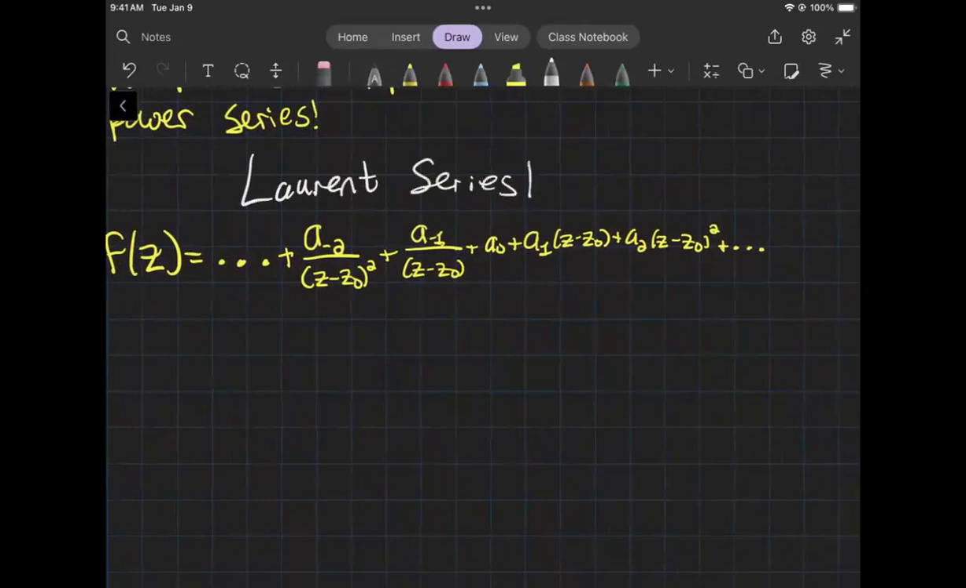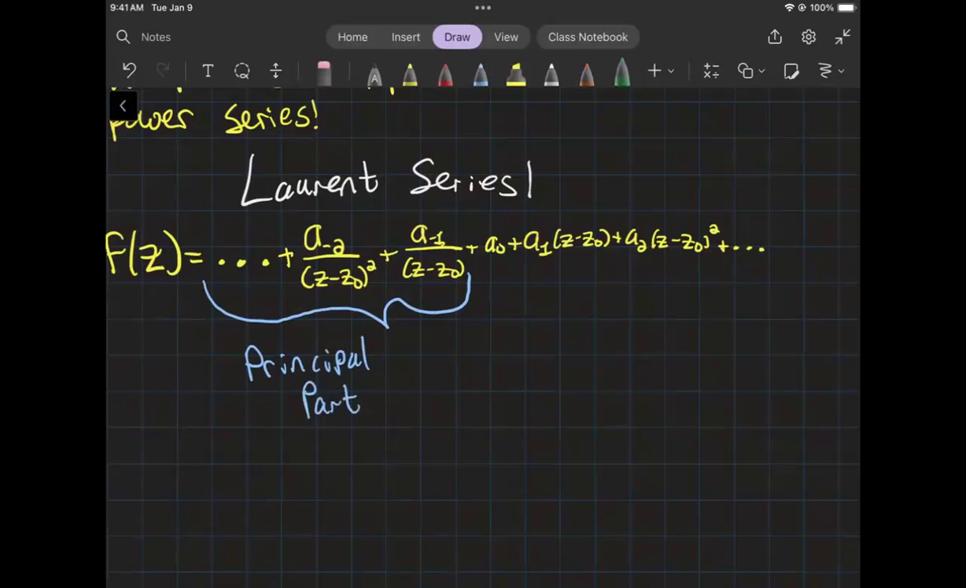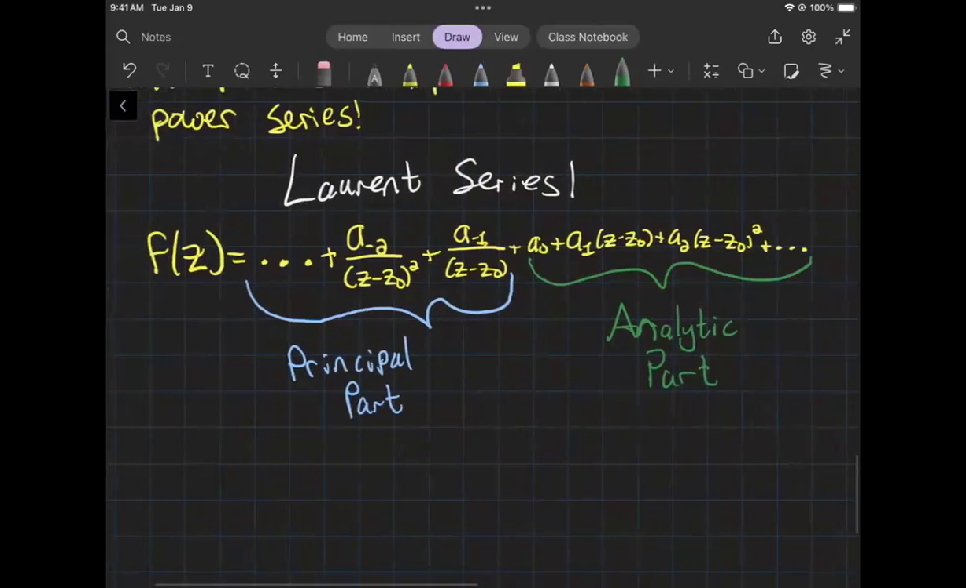A Laurent series has two parts. The first part deals with the negative coefficients of this series, and this is what's called the principal part of a Laurent series. The other portion, on the other hand, is what's called the analytic part of a Laurent series.